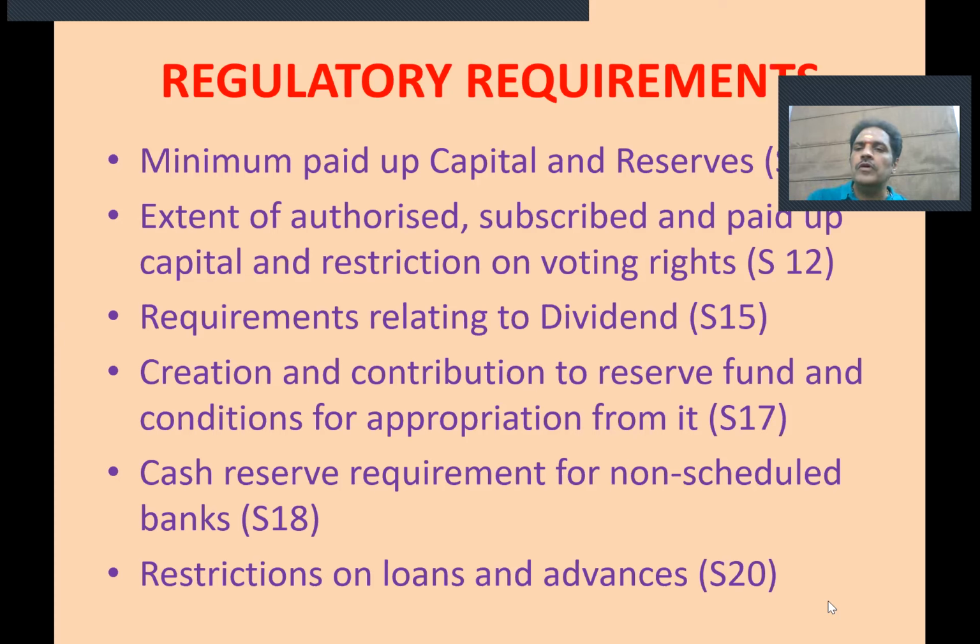voting rights. The authorized capital is something which is there in the memorandum of association. The subscribed capital should not be less than 50% of authorized capital. Then paid up capital is that which you have issued and you have received subscriptions and the money has also come in. So paid up capital should not be less than 50% of subscribed capital. And the voting right restriction is 10% presently, and RBI is thinking of increasing it to 26% in stages.